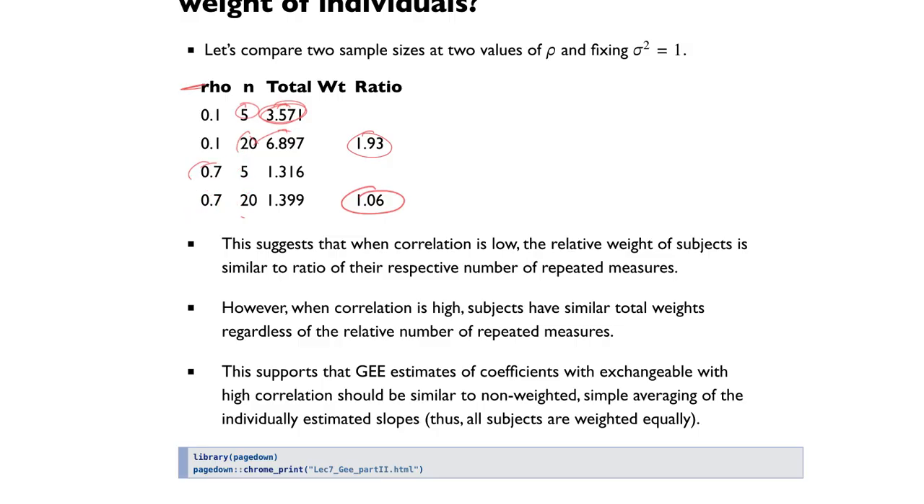All I want you to get as the message is this right here. If I have high correlation and imbalanced data, so some people have 5, some people have 20, the people with 20 only have 10% more relative proportional weight than those with 5. So even though they have 4 times the number of observations, they don't contribute that much more towards the coefficient estimates. When the correlation is low, it gets bigger. So it's more related to how many observations you have, relatively speaking.